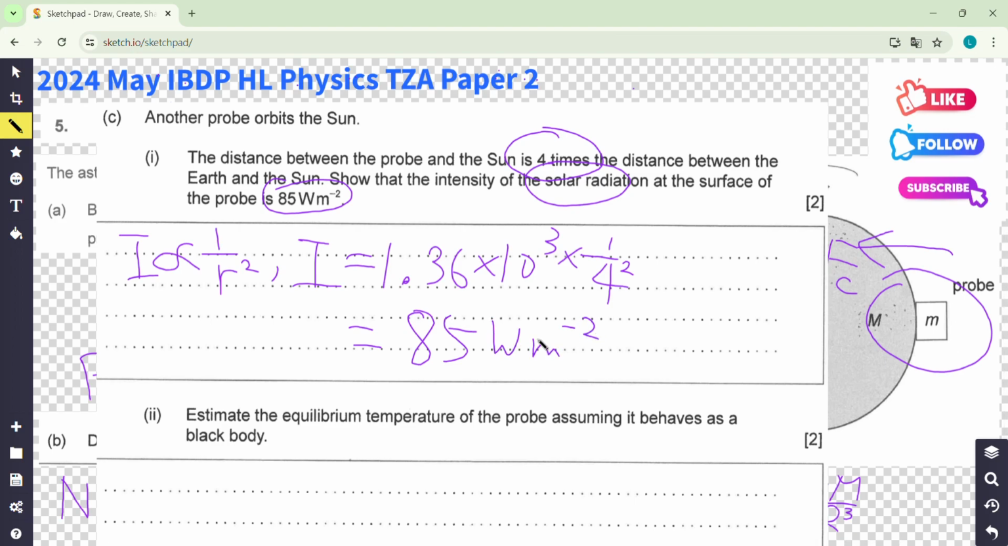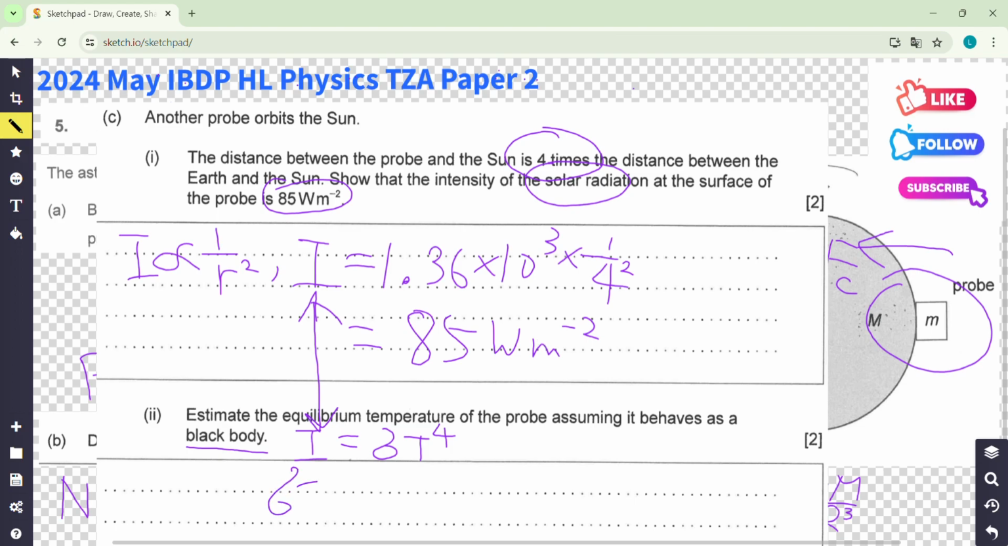Excellent. Next one. Estimate the equilibrium temperature of the probe, assuming it behaves as a black body. Black body. Copy the equation for a black body. I equals sigma T to the 4, right? Ideal black body. So this is the emission intensity. So these two should be the same in equilibrium, right? The absorbing and the emitting radiation should be the same. So I know sigma T to the 4 equals 85.